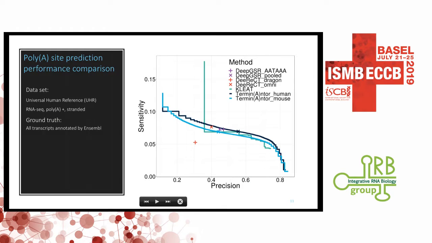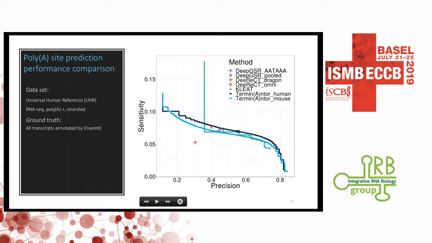Next, for illustration purposes, we built our model with 100 nucleotide upstream and 100 nucleotide downstream. And we built this model with a human dataset and also a mouse dataset. The reason we built the mouse model is because we want to see how the information learned from one species is able to be transferred to the other species. So we applied our pipeline on the universal human reference RNA-seq data. It's an Illumina library, which is poly selected and stranded.